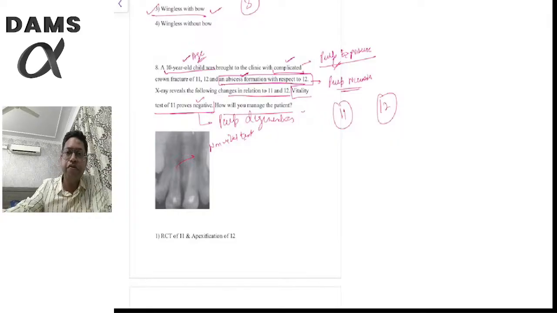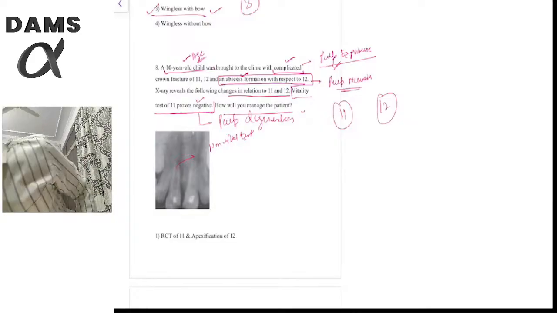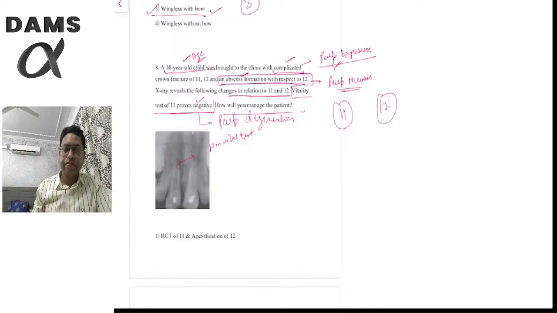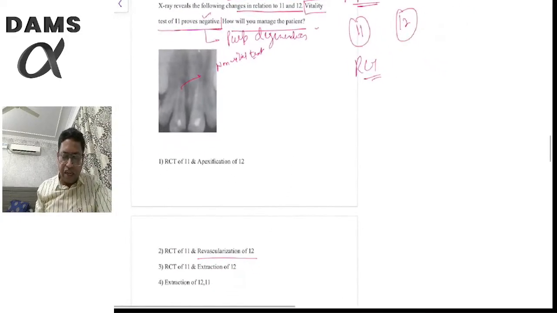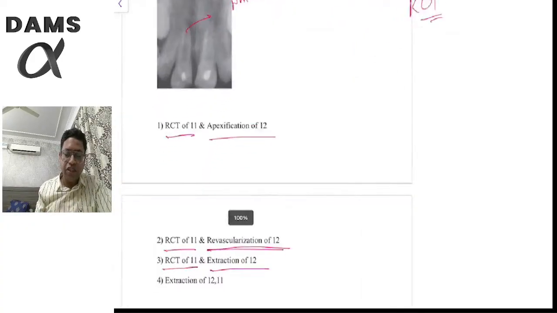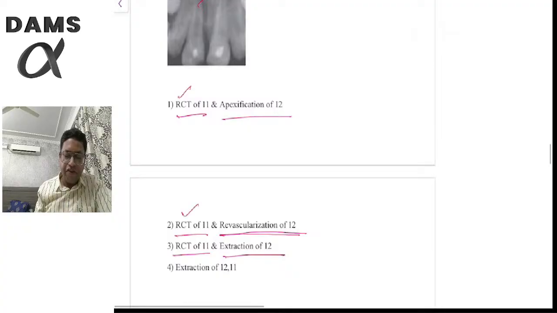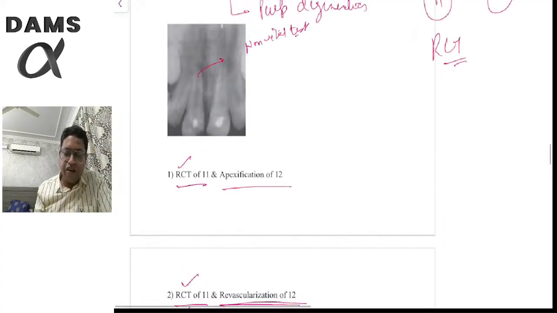So what we have to do? We have to do RCT in both the cases. So they both require root canal treatment. Now, options are RCT of 1-1 and apexification of 1-2. RCT of 1-1 and revascularization of 1-2. RCT of 1-1 and extraction of 1-2. So we look at the options. RCT of 1-1, RCT of 1-1, RCT of 1-1, they are correct, isn't it? Because definitely 1-1 would require root canal treatment. Now 1-2, they are talking about there is an abscess formation over there.